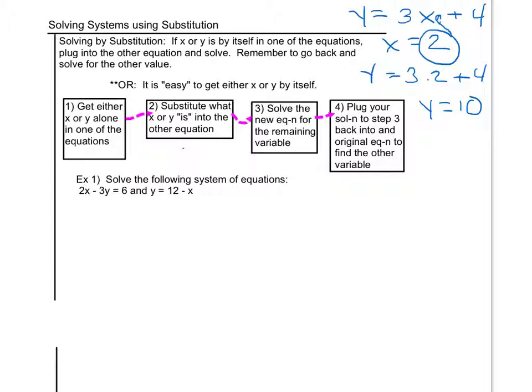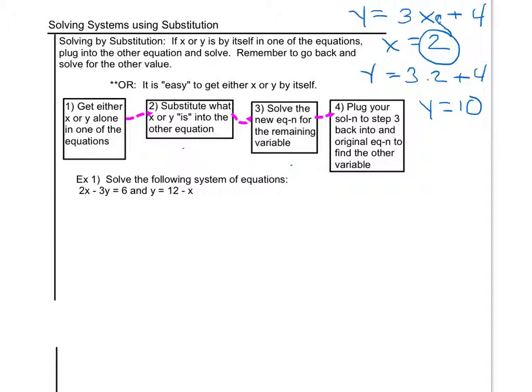You're doing step 2. Now we're going to take it and make it a little bit more complex by, instead of plugging in a number, plugging in an expression. That's what we're going to do. We'll solve the new equation we get for step 3, and then for step 4 we'll go back and find the other value, the other variable, since we are looking for a point.